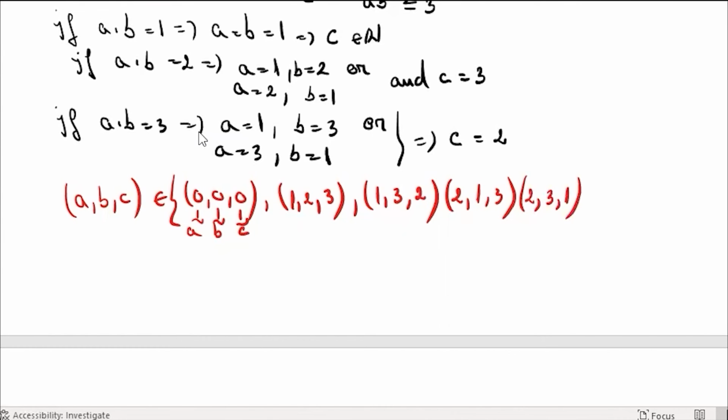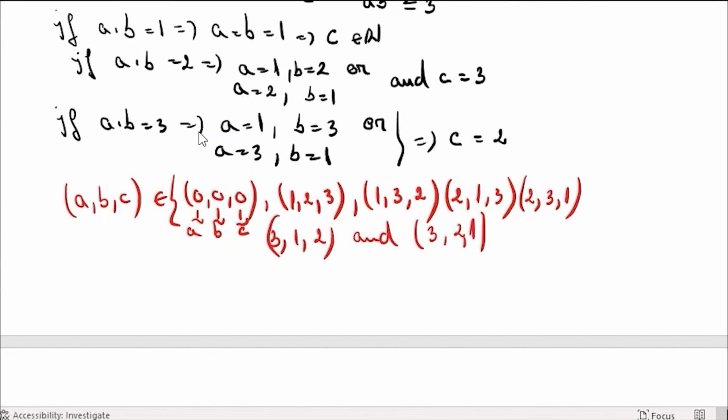Also, we have 3, 1, 2, and 3, 2, 1. So we have all the sets of numbers.